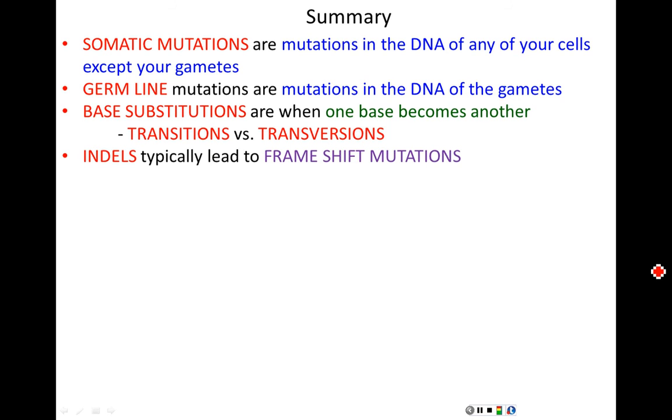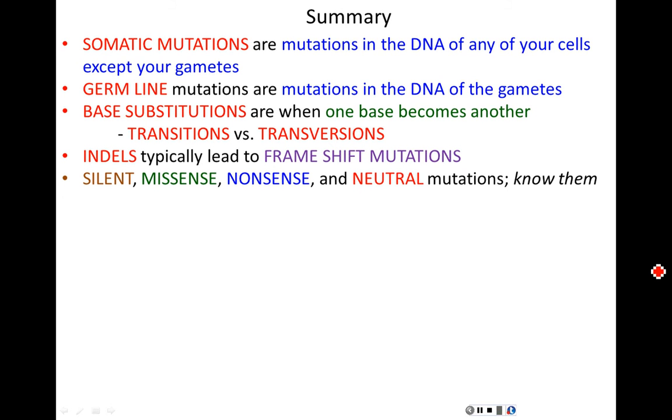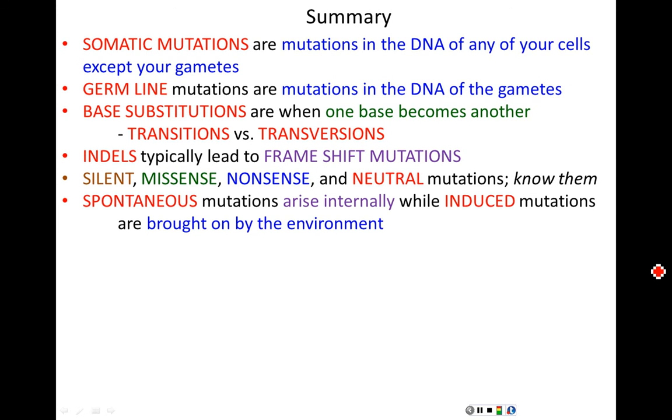We talked about indels, insertions and deletions, which oftentimes cause frame shift mutations in the reading frame of a protein coding gene. We defined all these different categories of mutations, such as silent mutations, missense mutations, nonsense mutations, neutral mutations, all of these. And I encourage you at some point or another to learn those terms and know what they mean. Spontaneous mutations are mutations that arise due to cells' own mistakes. Mistakes in cellular machinery, mistakes in cellular processes, even breakdowns of the basic chemistry of DNA are all spontaneous mutations.